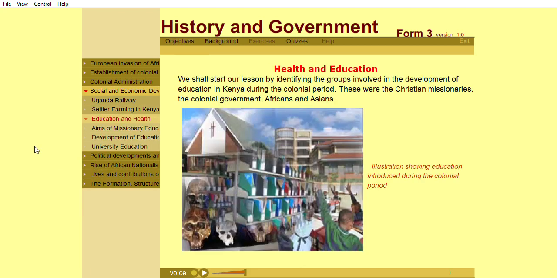We shall start our lesson by identifying the groups involved in the development of education in Kenya during the colonial period. These were the Christian missionaries, the colonial government, Africans, and Asians.